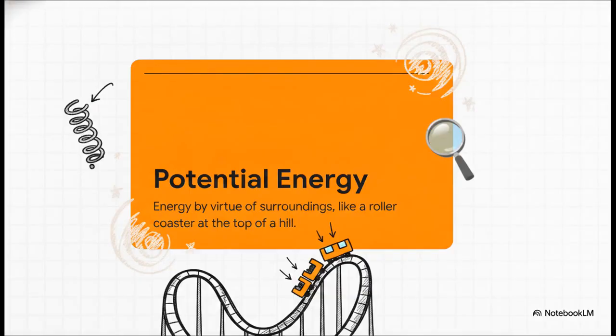But an object doesn't even have to be moving to have energy. It can possess potential energy just by virtue of its position. Think of a massive 1,000 kilogram roller coaster car clinking its way up to the very peak of the track. It's barely moving up there, but because gravity is just waiting to pull it down, it is absolutely brimming with gravitational potential energy. It's stored energy, ready to be unleashed.